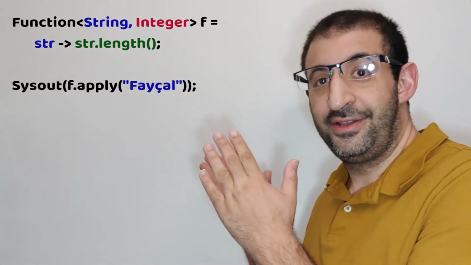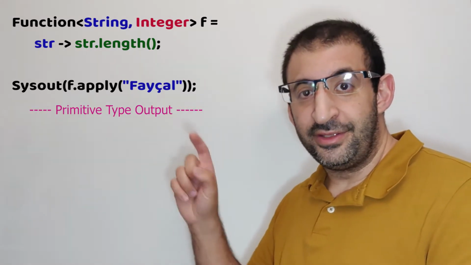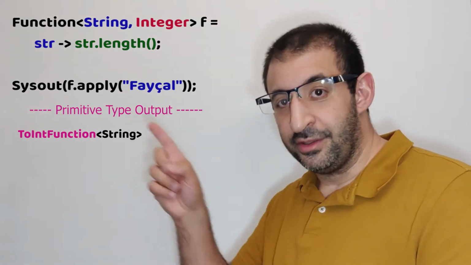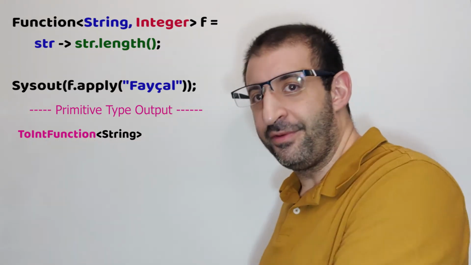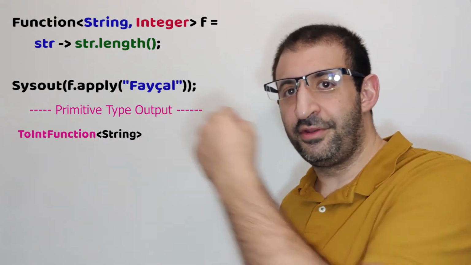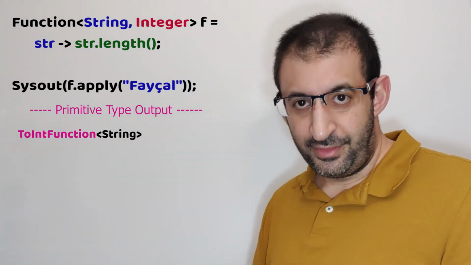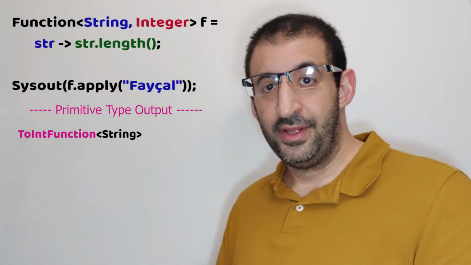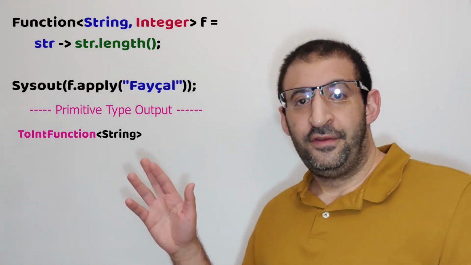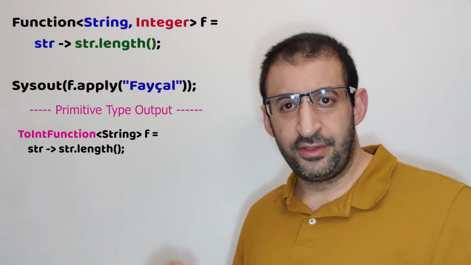There is a primitive type function interface for Function. It is here: ToIntFunction. ToInt, to some type function, is for the return type. So ToIntFunction with String as the input type parameter, f equals the same thing, str simple arrow str.length.